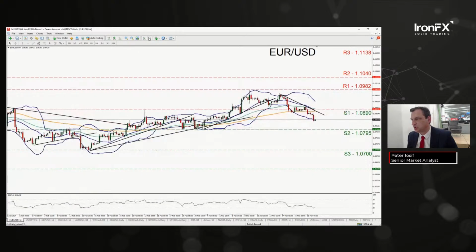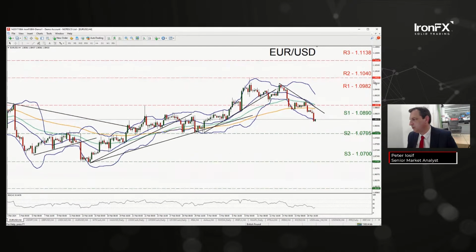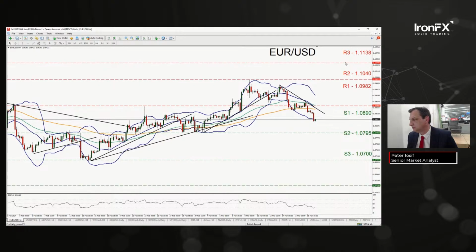Let's readjust the chart and correct the levels as well. Starting with the R3, which is now placed at 1.1040. The R2 at 1.0982. Actually, this could be rounded down to 80.